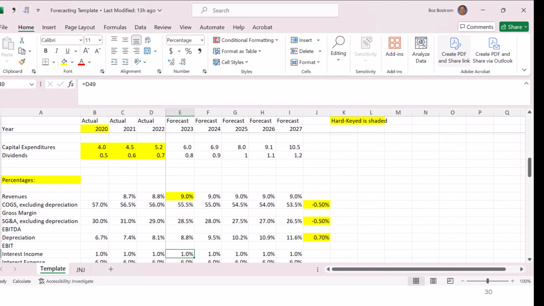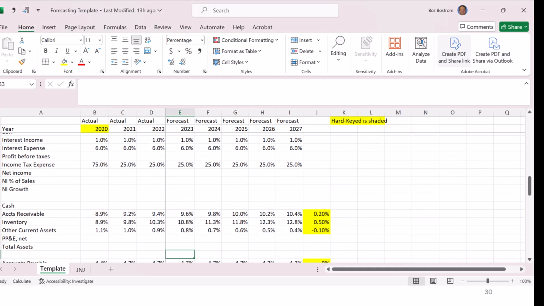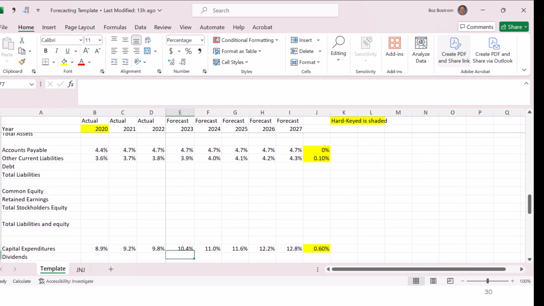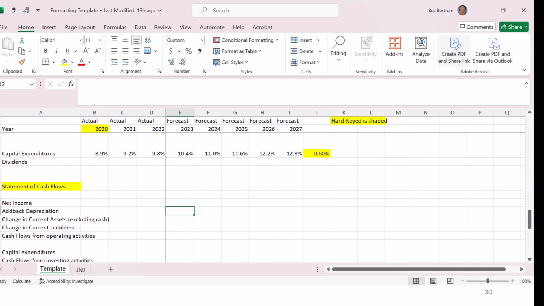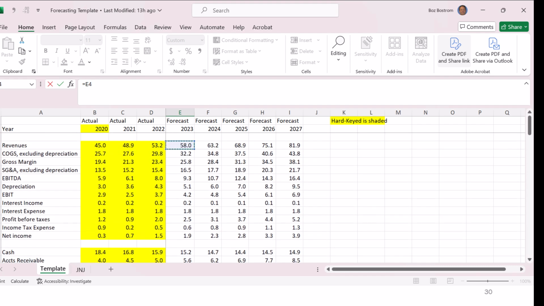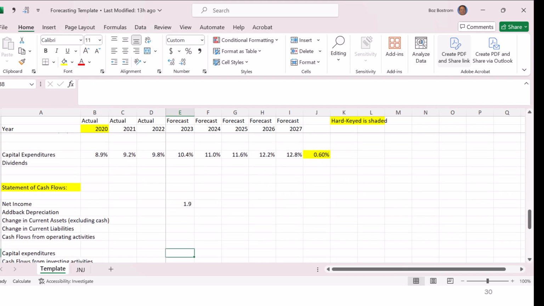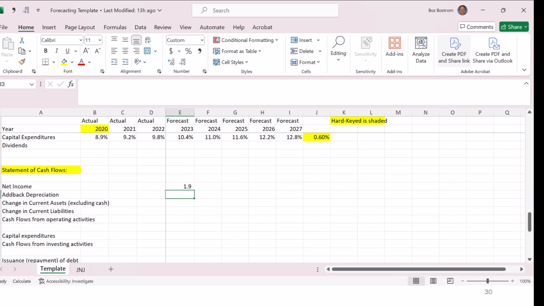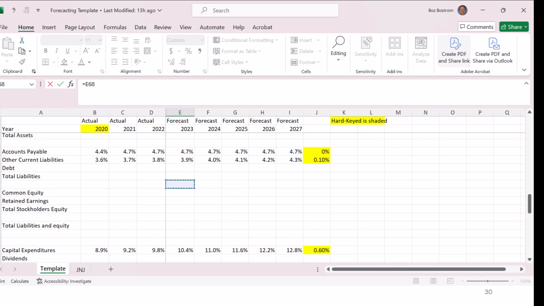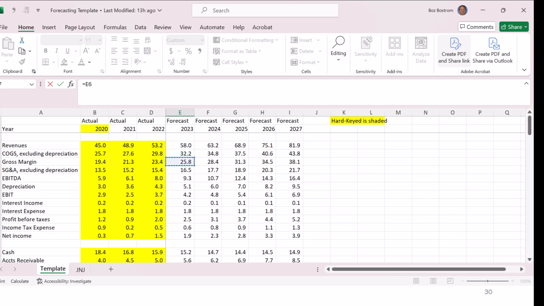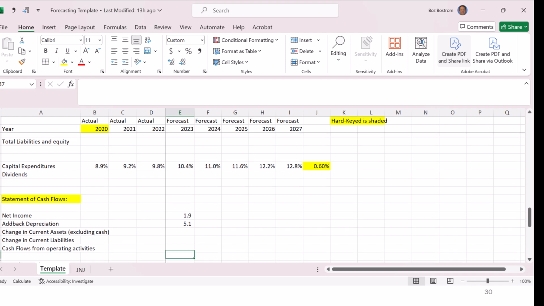Let me then go to the accounting statement of cash flows. All right, net income equals, I'm in cell E82 here, go up and click on cell E15, net income. Add back depreciation equals, go up to your income statement and click on depreciation.